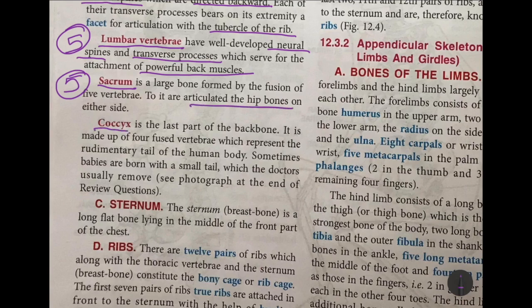And finally we come to the last part of the backbone. 4 fused vertebrae form the coccyx. It also represents the rudimentary tail of the human body. It is said that humans evolved from monkeys, isn't it? So monkeys have tails, and maybe this rudimentary tail is the remains of the tail which humans had a long time back. You never know. Sometimes you may have seen babies which are born with a small tail and it is removed by surgery. You can take a look at the photograph at the end of the review questions here.